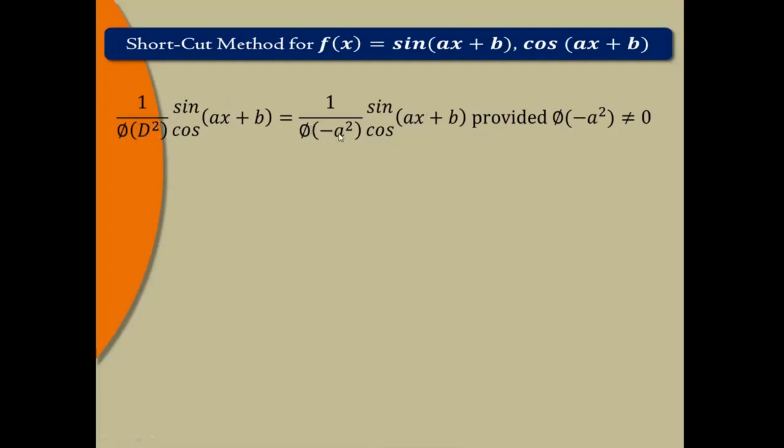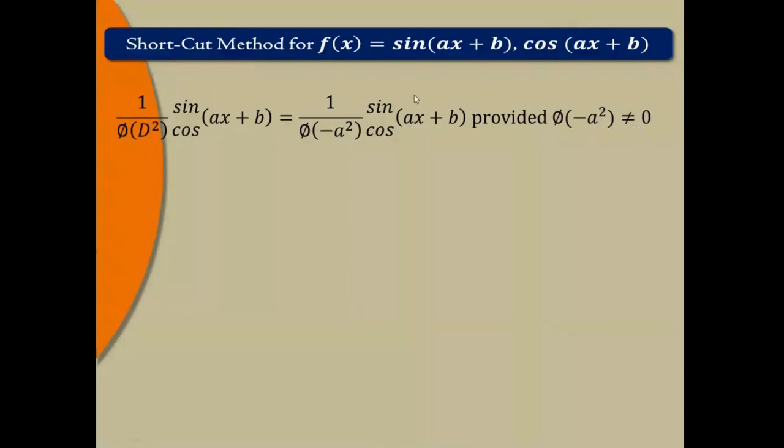We just have to do the replacement, and the replacement is for the D square term. We replace D square by minus a square. We have to take the square of a with a negative sign. It is not minus a whole term square. It is a square with a negative sign. The only thing we have to check is whether phi of minus a square is not equal to 0.